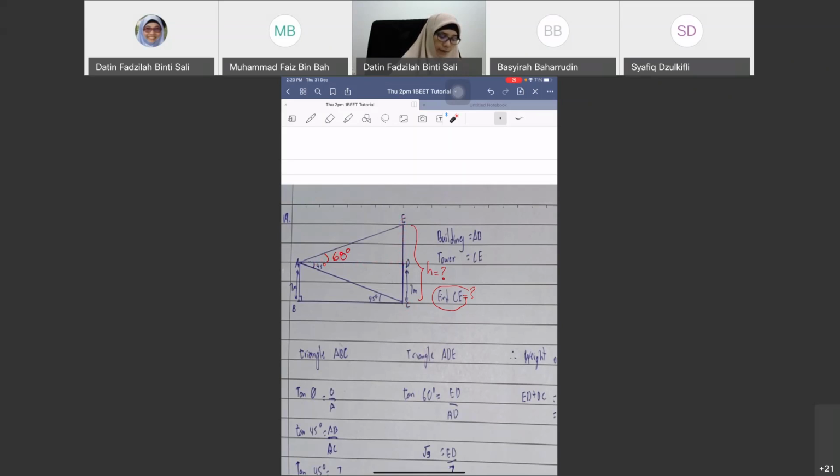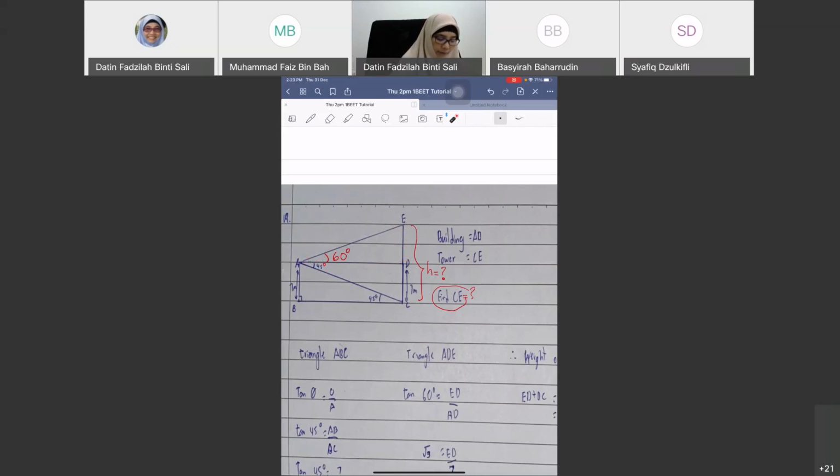The angle here is already given: the angle of elevation from A to E, so 60 degrees. If you can find this, or even this, it doesn't matter which one, but you need one of the sides before you can find this DE. In this case, it is easier to find AD rather than AE. How to find the AD?